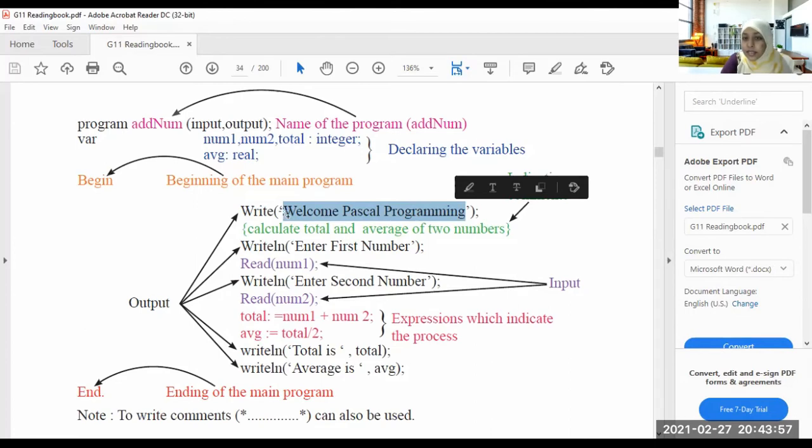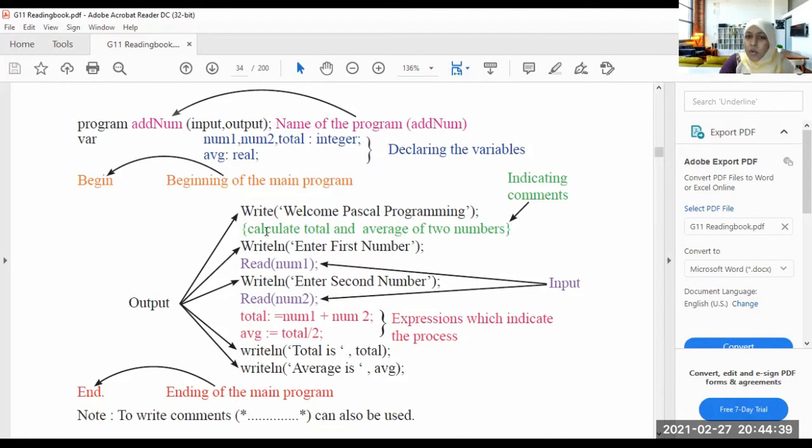So what is this? This is a what? If you can remember, we wrote something within single inverted comma. We call it as what? Anyone? Character. Good. So this is a character. Right. So I told the program begin. When you begin, first of all, output. This is an output. Right, meaning outputting. So output welcome Pascal programming.